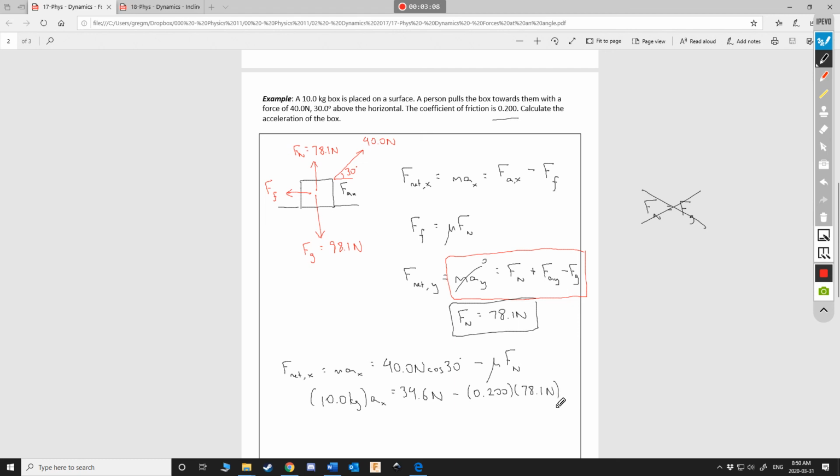So 34.64101615 minus 0.2 times 78.1. We have a net force of 19 newtons. Divide that by 10 kilograms. So with this friction, our acceleration is less, which makes sense. We get 1.90 meters per second squared.